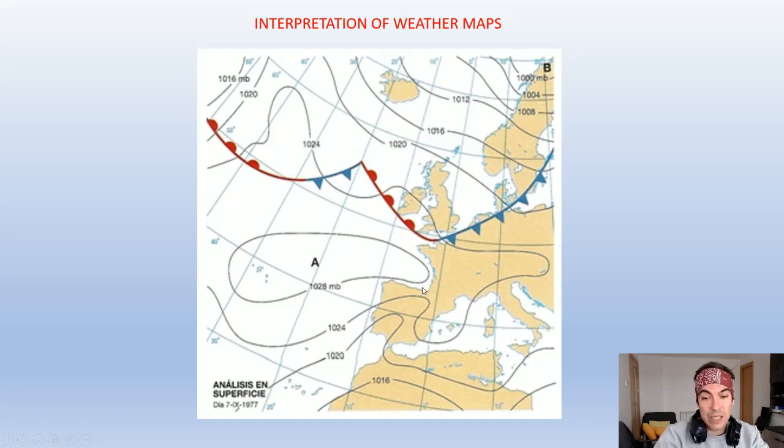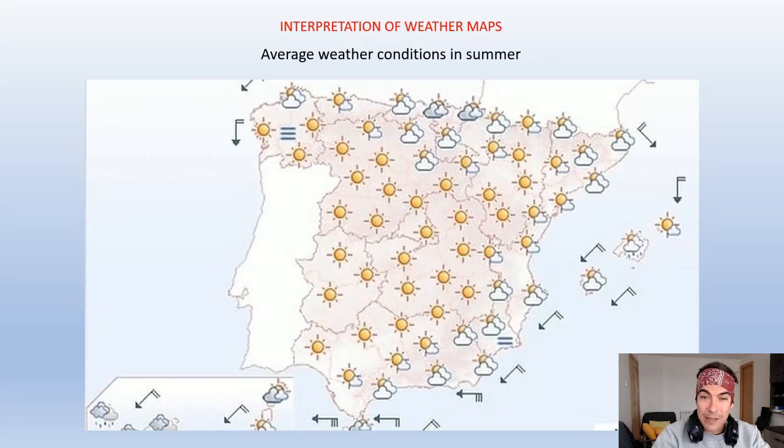So what we can expect, and also because the fronts are very far away from the peninsula, what we can expect from this, this is a summer weather condition. We have sunny weather conditions all over the country, some clouds here on the coast, in the eastern coast and in the north coast. And why is this the average weather conditions in summer?